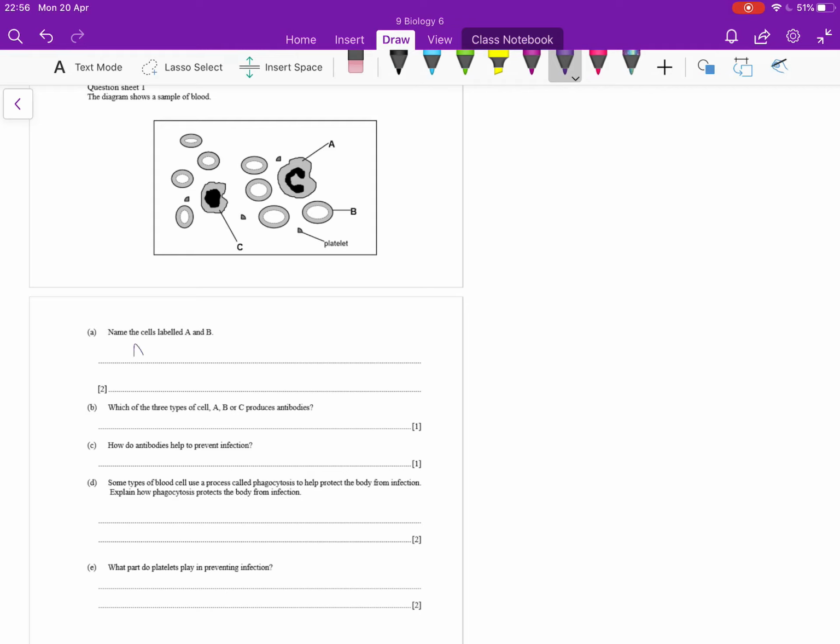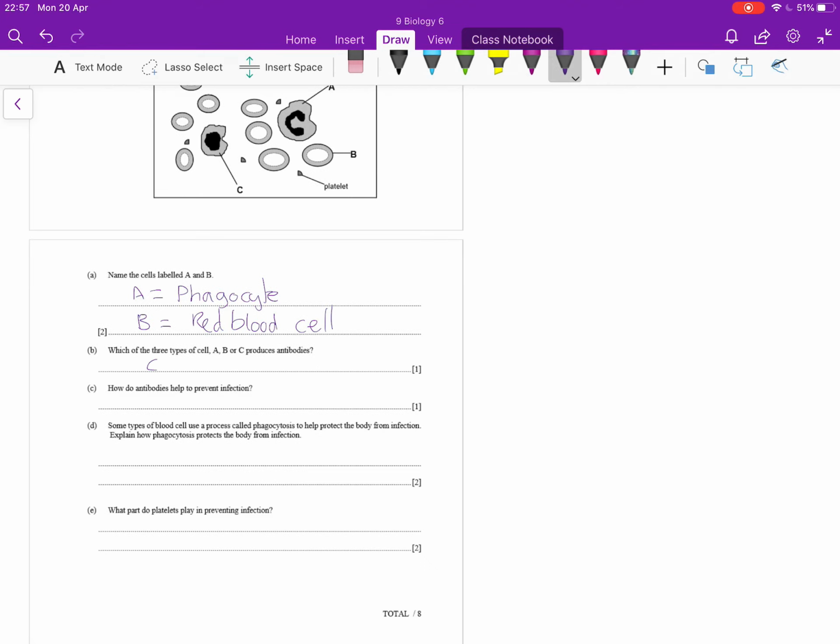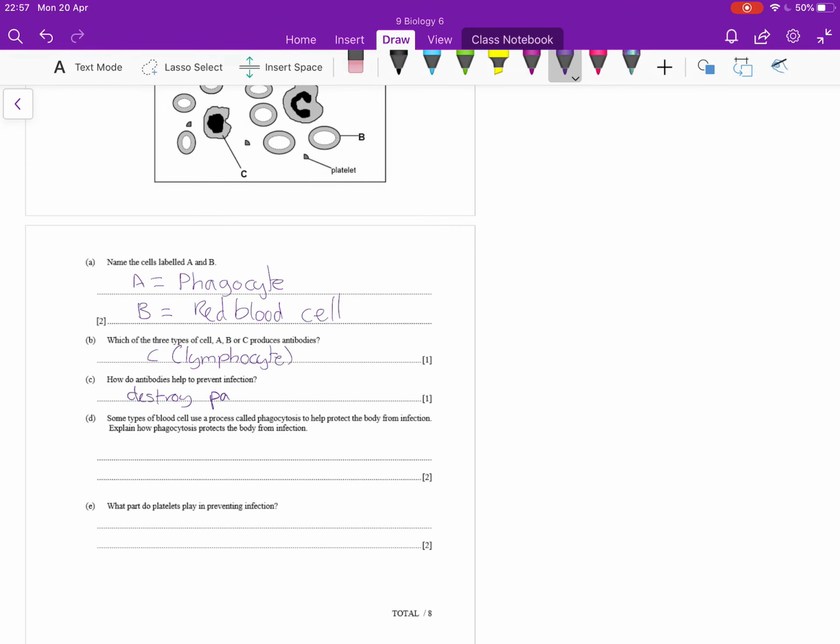Okay, looking at these final questions then, do make sure that you've had a go at these before watching through this, because I will just be filling in the answers here. So cell A is a white blood cell, specifically a phagocyte, identifiable because of the lobed nucleus. B is going to be a red blood cell, identifiable because you've got the hint there of that biconcave disc structure. C is going to be producing antibodies. C is a lymphocyte. We can see that because it's got the round nucleus rather than the lobed nucleus.